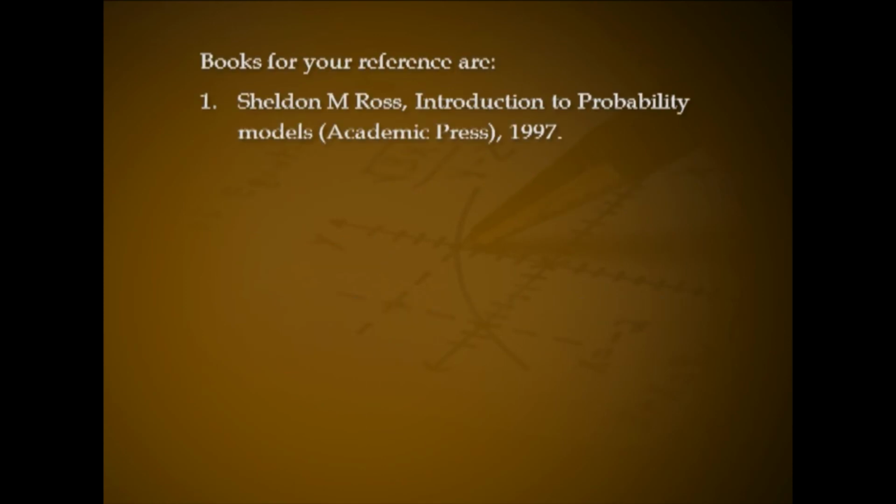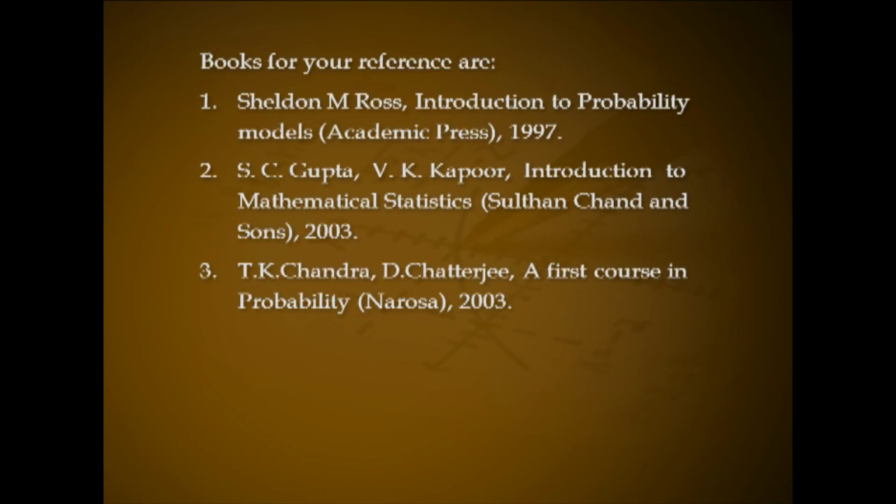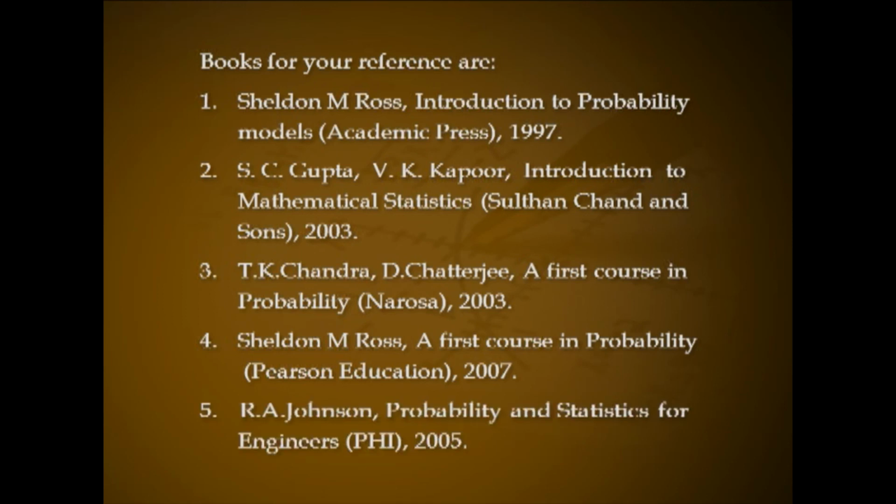Books for your reference are number 1, S.M. Ross, Introduction to Probability Models by Academic Press. Number 2, S.C. Gupta and V.K. Kapoor, Introduction to Mathematical Statistics by Sultan Chand and Sons. Number 3, T.K. Chandra and D. Chatterjee, A First Course in Probability by Narosa. Number 4, S.M. Ross, A First Course in Probability by Pearson Education. Number 5, R.A. Johnson, Probability and Statistics for Engineers by PHI.